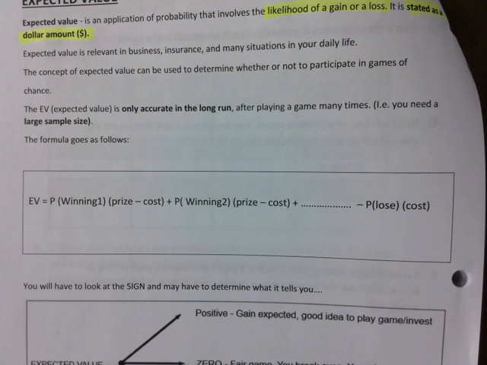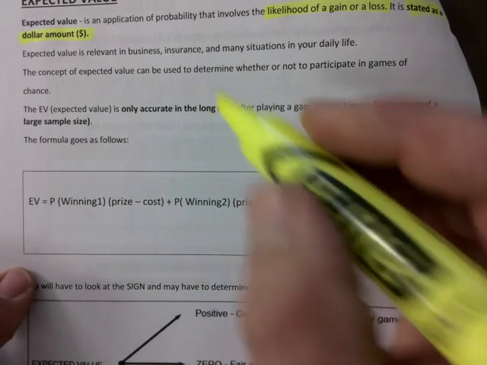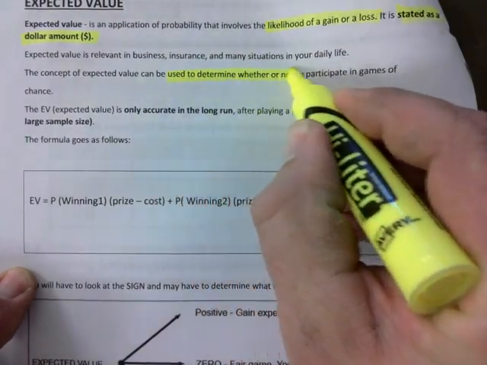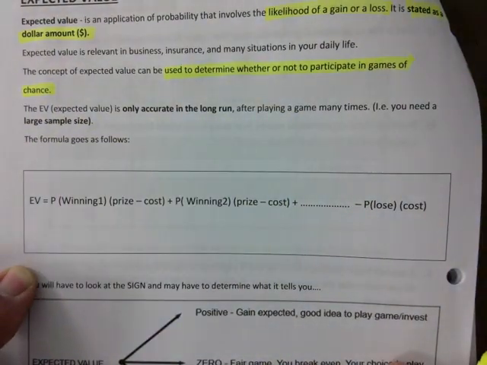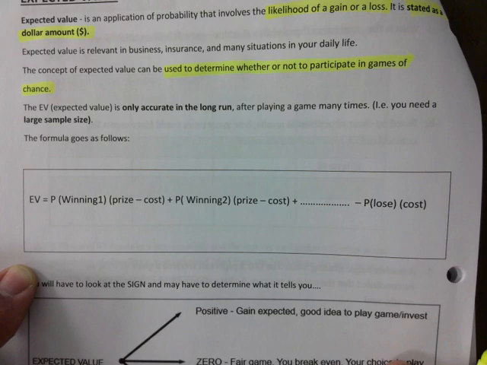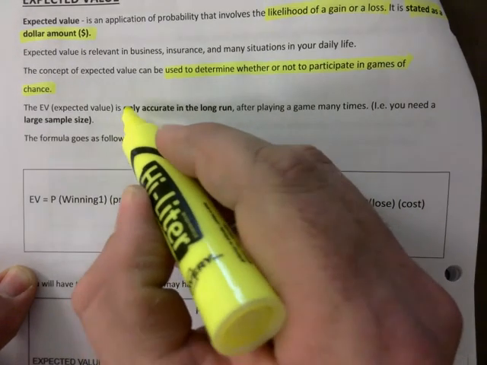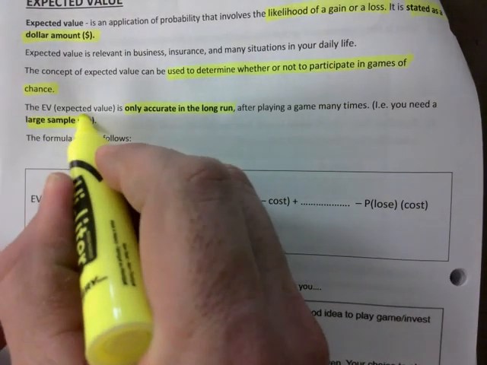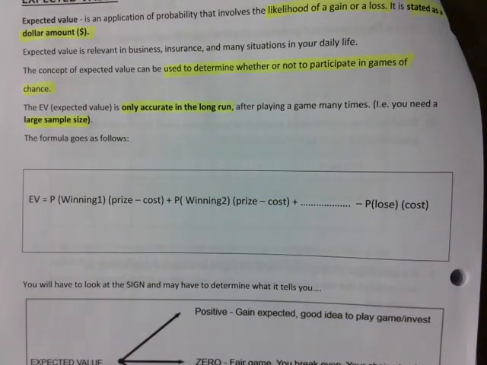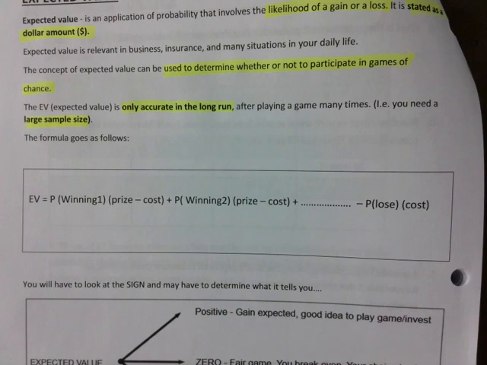The concept of expected value is used to determine whether or not to participate in games of chance, whether or not it is a good idea. The expected value is only accurate in the long run after playing many games. So in other words, you would need a large sample size. You can't just say, let's say we get a result where you expected to gain, you go play, and you lose the first game. It's not accurate.